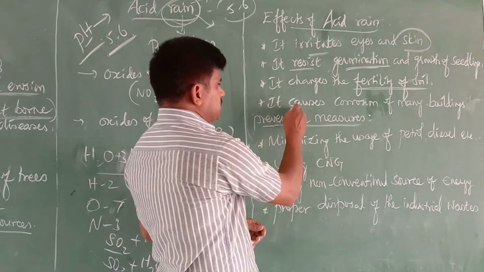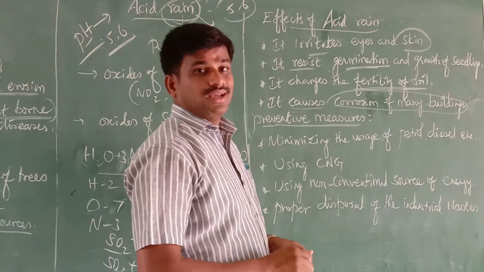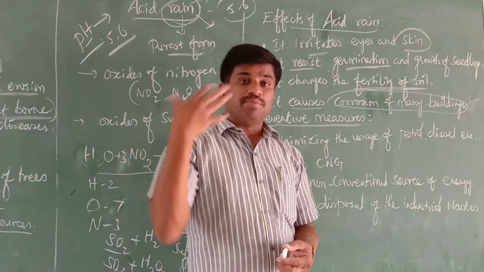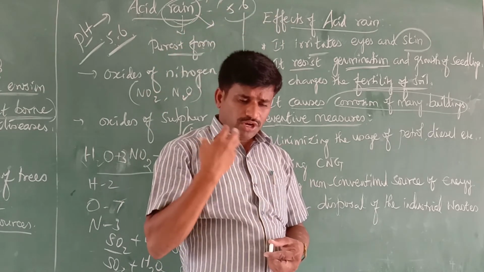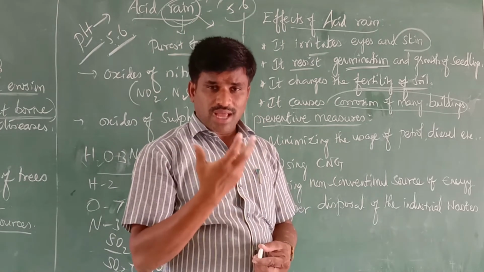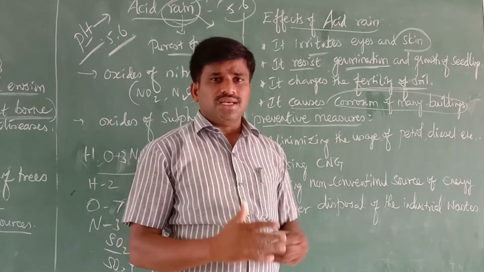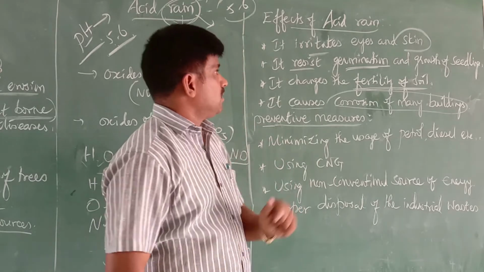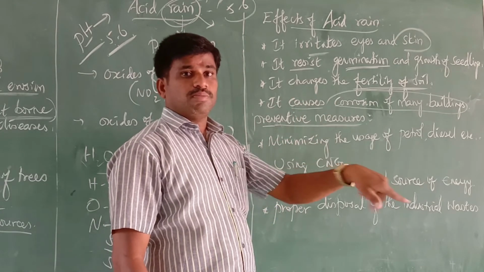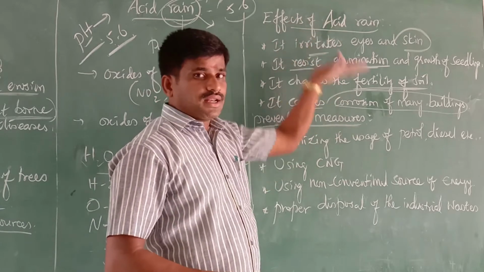Next, it causes corrosion of buildings. It damages many buildings, even bridges. Such a powerful rain it is, because this acid corrodes the buildings, and even some of the bridges are going to be damaged. Such a thing happens when acid rain falls on a building. So these are some of the effects of acid rain.